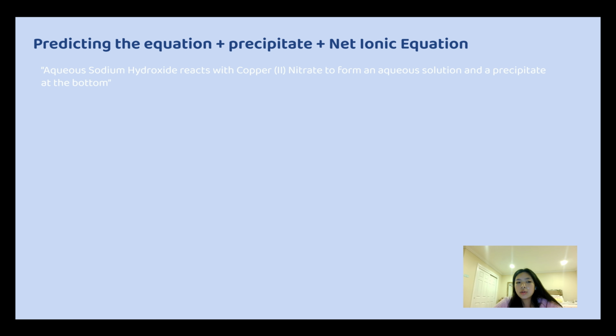Okay, so try doing this on your own. So this is a word problem. Aqueous sodium hydroxide reacts with copper 2 nitrate to form an aqueous solution and a precipitate at the bottom. This 2 here indicates it's a transition metal, which means it has a charge of 2. So sodium hydroxide, look at the charges. Sodium has a +1 charge, hydroxide has a -1 charge. That's going to be NaOH. And then copper 2 and nitrate is Cu(NO3)2, and nitrate has a -1 charge.